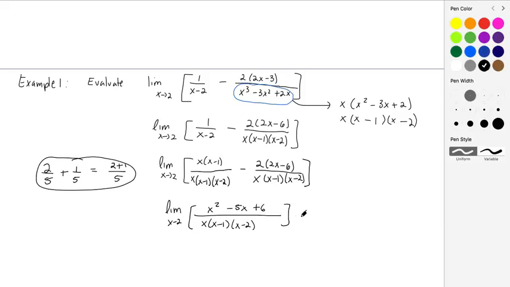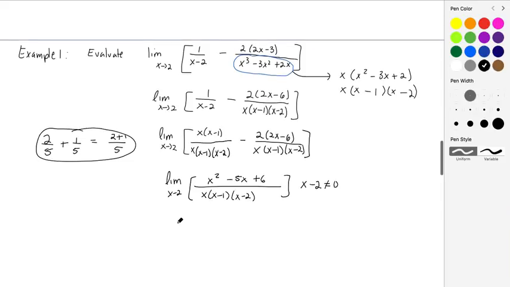Now we know that x minus 2 cannot equal 0, right? Because that would make this function undefined. So let's simplify this top a little bit more. Since it's a quadratic, we can factor it into two terms, x minus 2 and x minus 3, and the denominator is the same.